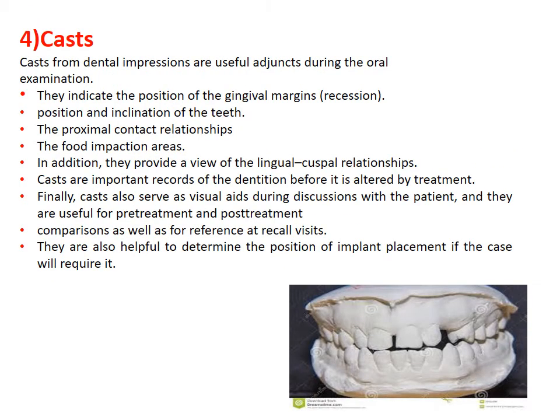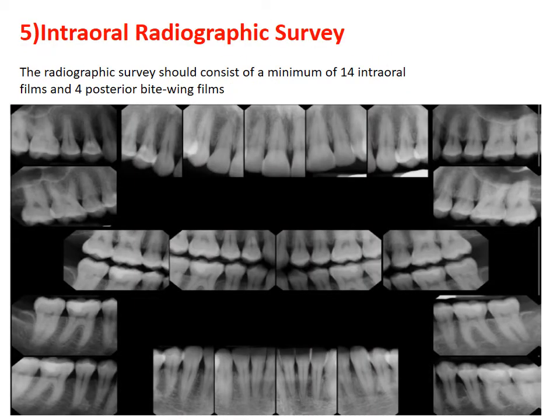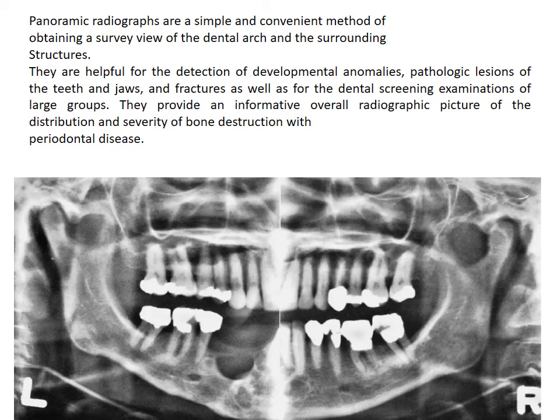We must also, after taking the medical history and dental history, take an impression of the patient and pour a cast. By the cast we can see the relation between the upper and lower jaw, and if there is a TMJ problem, can we see it clearly. With the intraoral radiograph survey and panoramic radiograph, we can see if there is bone resorption, any bone disease, or interdental caries.